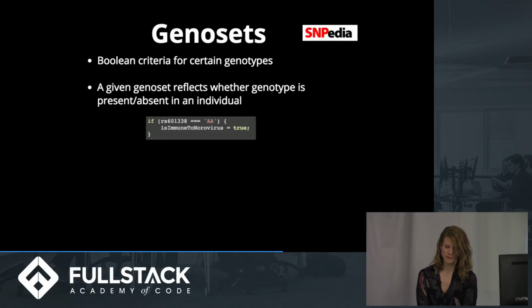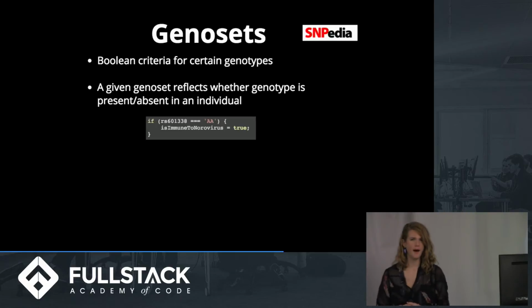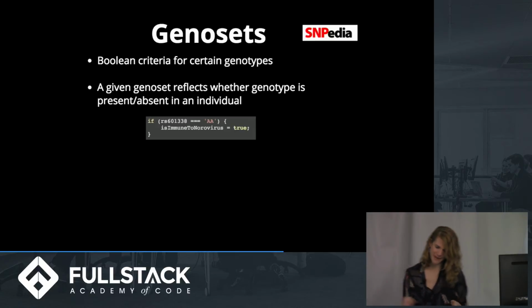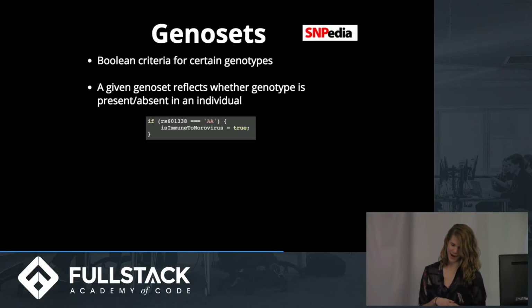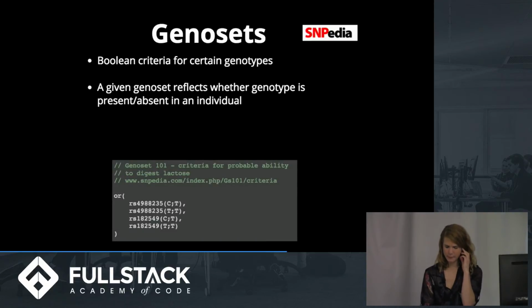So for a simple example, this is a genoset for if you're immune to norovirus, which is that nasty virus people get on cruise ships that causes intense gastrointestinal distress, which is probably not fun when you're out at sea. And so the genoset is just at this position, does this person have AA? If so, then it's true and they are immune to norovirus. And so that's a simple example. They can get increasingly more complex depending on what the literature says.